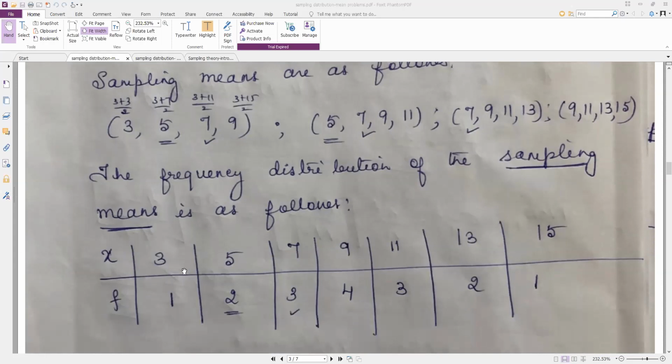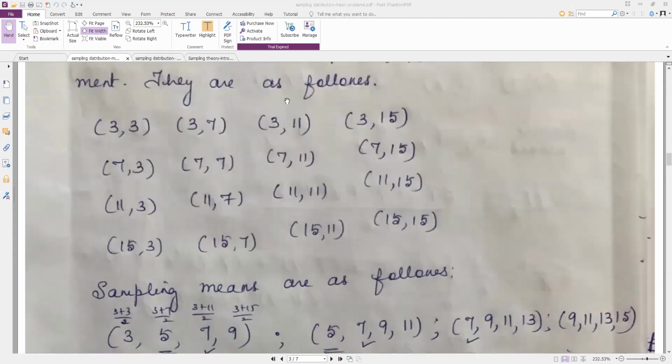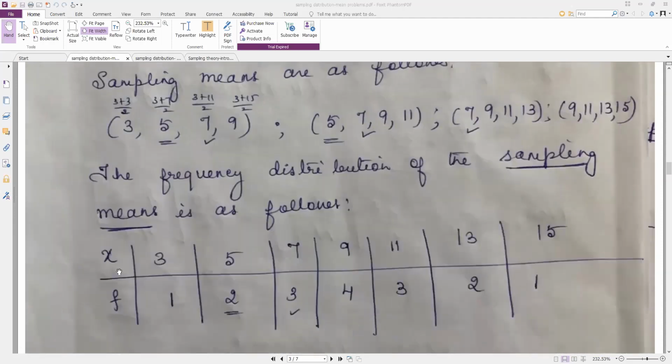Remember, we are writing the sampling means. First, we need to form the samples of size 2, then calculate the means, then form the table. Write down the means without repetition, then write the frequency, that is how many times each is repeated.